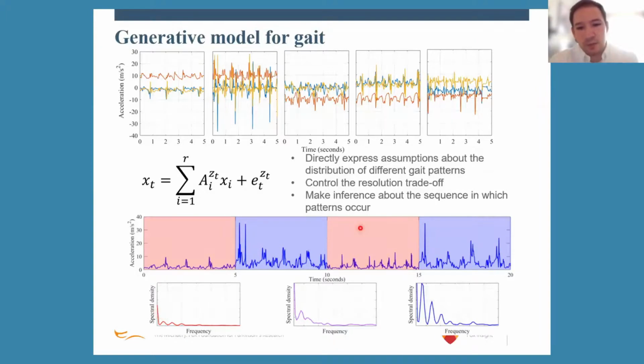Gait has at most a few harmonics that are non-zero. So we're going to be placing some new types of sparse priors on the autoregressive coefficients. And we're going to try and embed this in a hidden Markov model so that the hidden Markov model can learn for us when different segments start and stop.